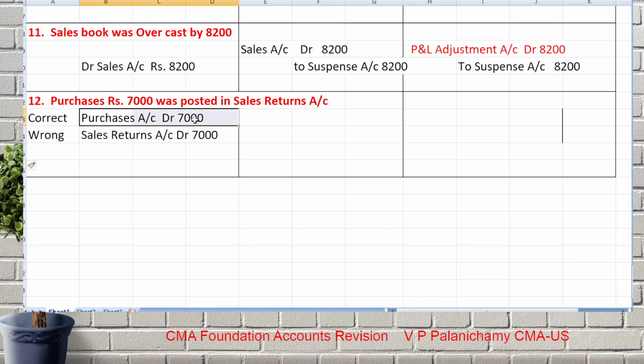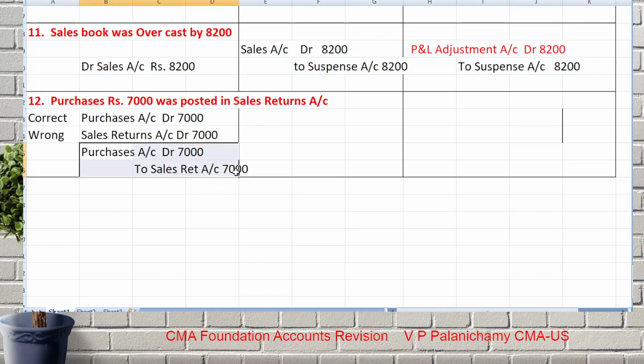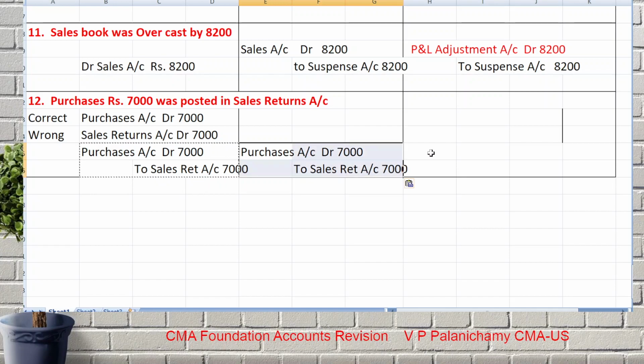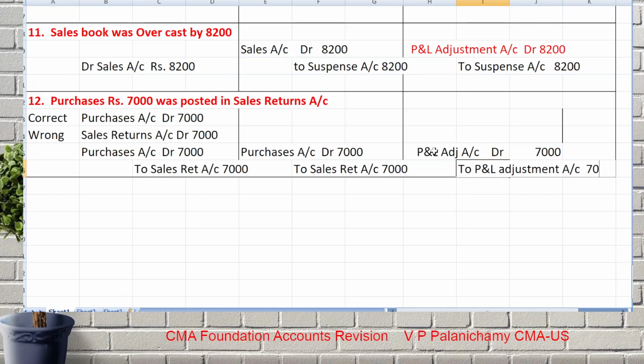Simple. Debit what has to be debited? Purchases account debtor to sales returns account. எவ்வளவு amount? 7,000. If it is after final accounts என்ன பண்ணுவோம்? P&L adjustment account debtor எவ்வளோ? 7,000 to P&L adjustment account. என்ன ரெண்டுமே nominal accounts தான். Actually no entry required.